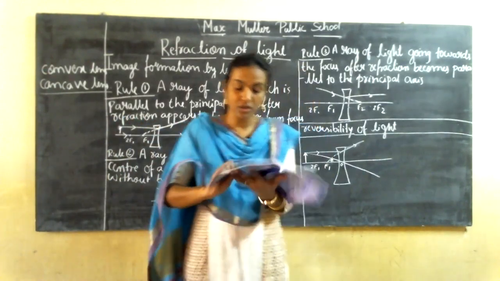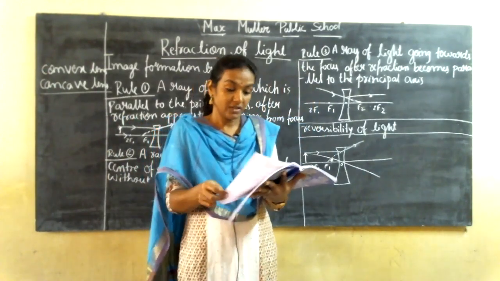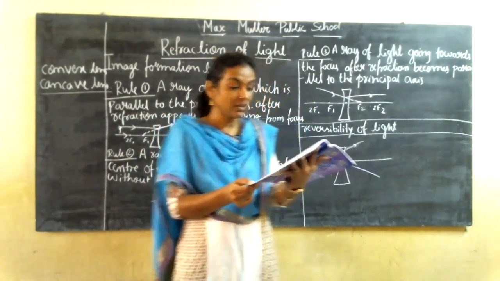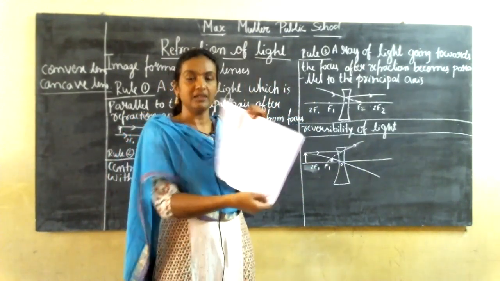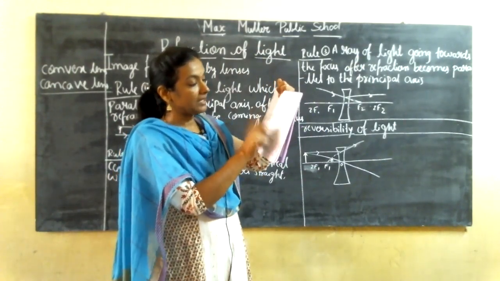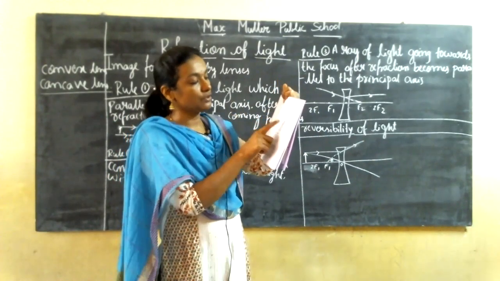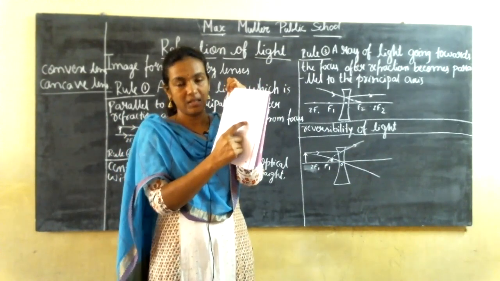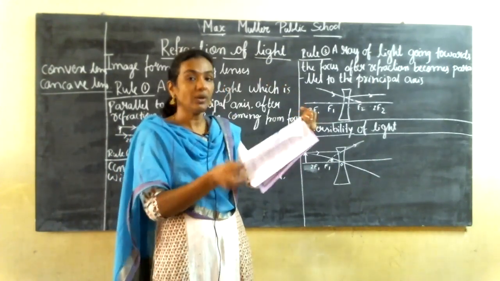It is there in your textbook. Open page number 91. Here is the diagram, and here also they have used the first and second rules. Here you will get the image of the object.